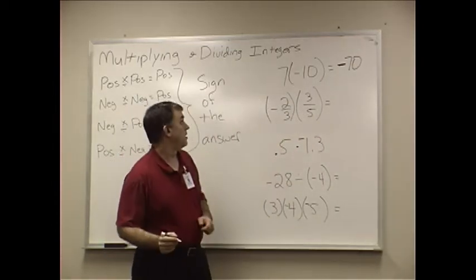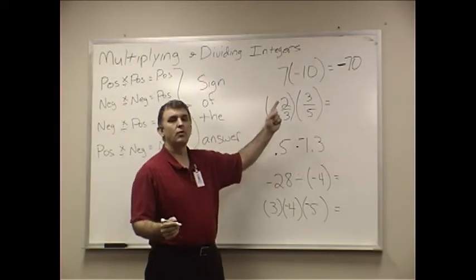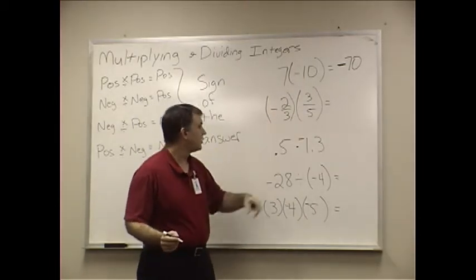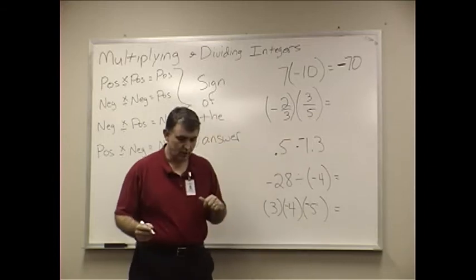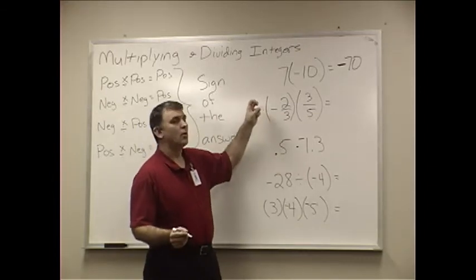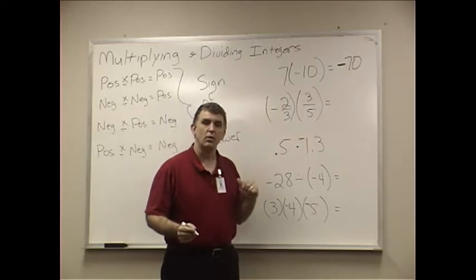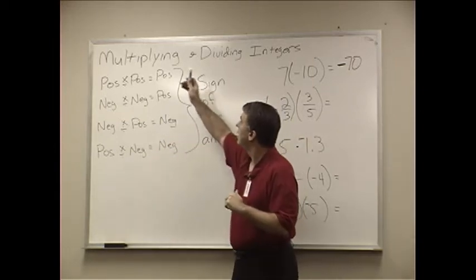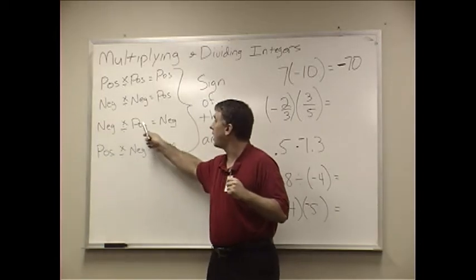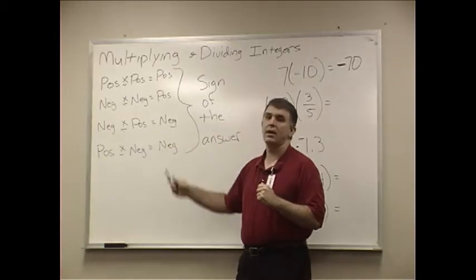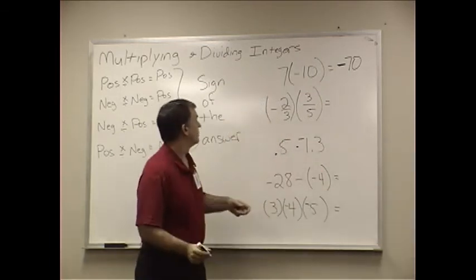With the second one, we have a negative 2/3 times 3/5. Well, I realize this isn't an integer, they're two real numbers. We still use the following rules. We have a negative, and we're going to multiply it by a positive. The answer is a negative.